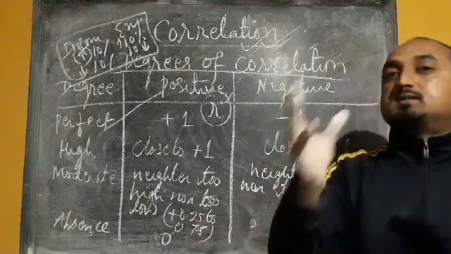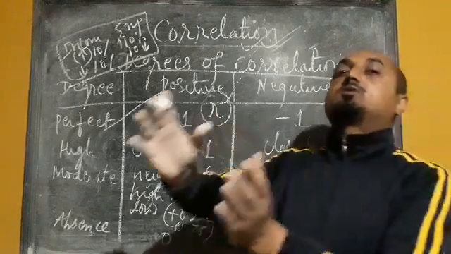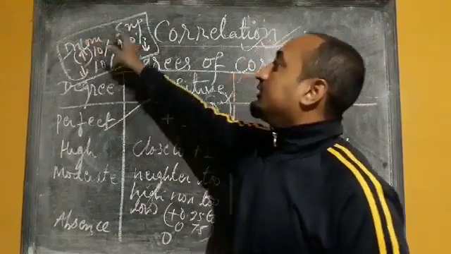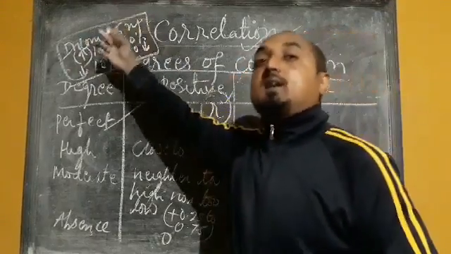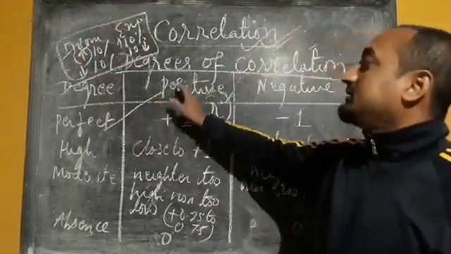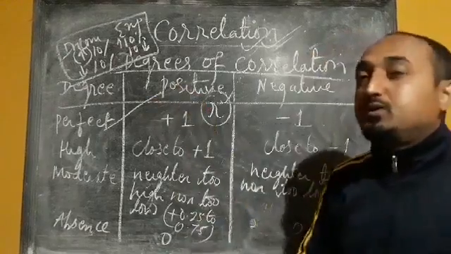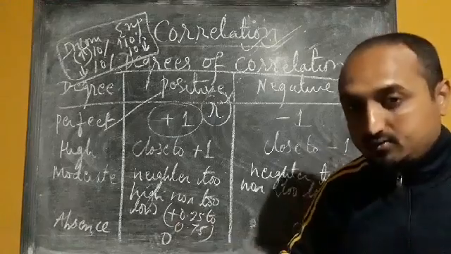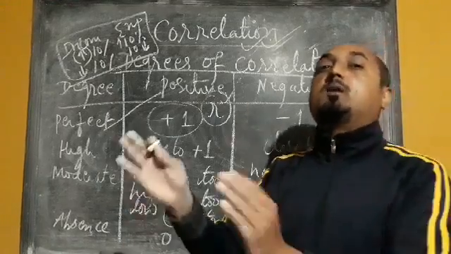Okay, if one is changing by 10%, the other will also change by 10%. So when income is increasing by 10%, your expenditure is also increasing by 10%. So this comes under positive correlation. And if there is a perfect positive correlation, the value of R will be +1. Okay, the value of R will be +1.